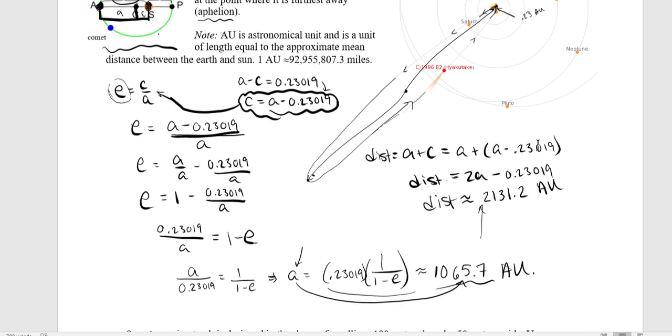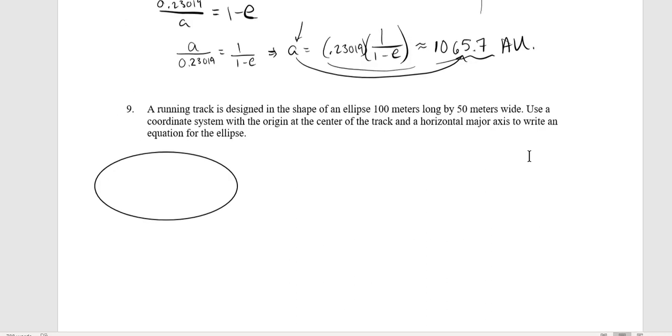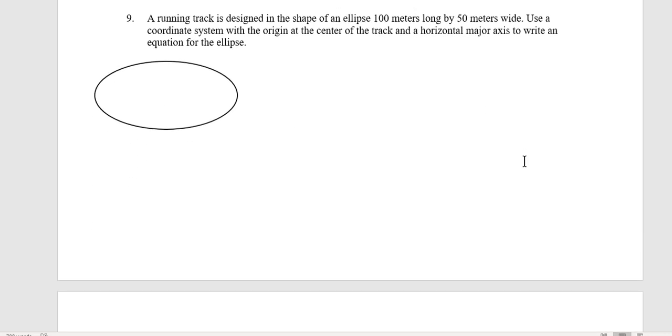Pretty nice little problem here. Let's see. I think I said that was going to be the last one. I was mistaken. I have a couple more I want to go through here. Let's run through here.